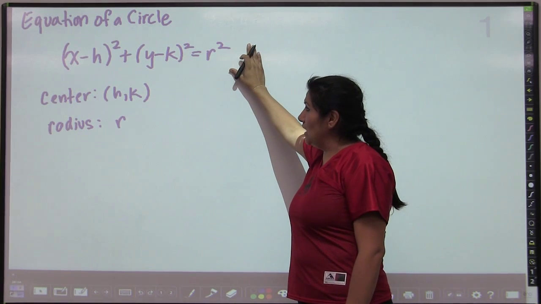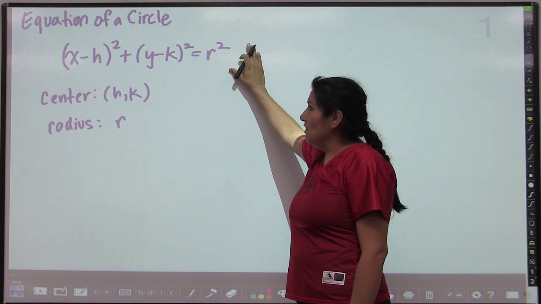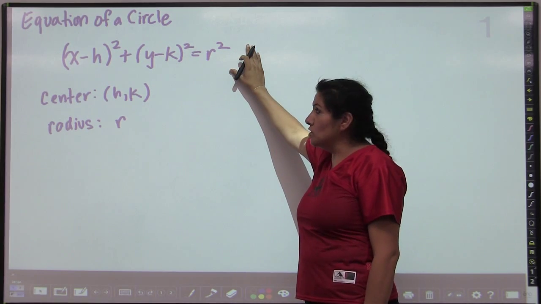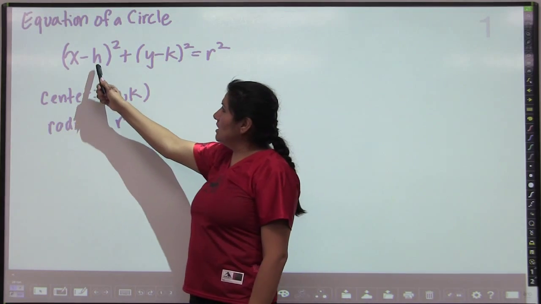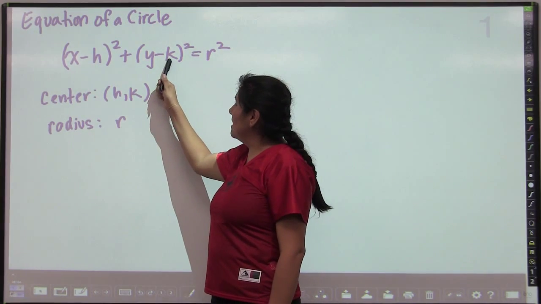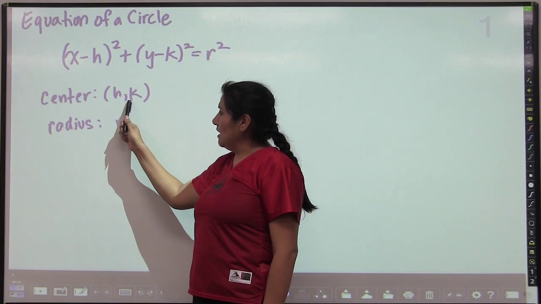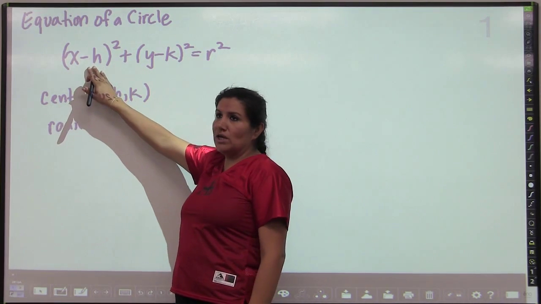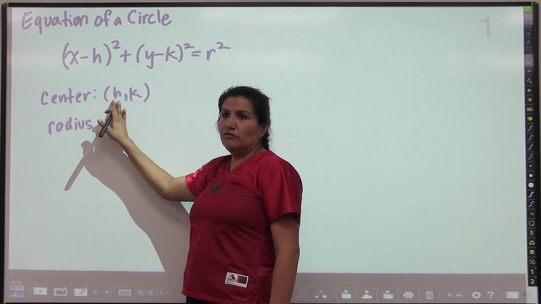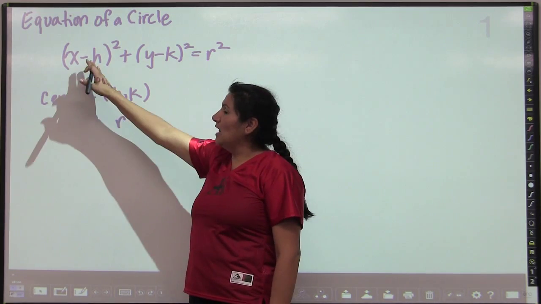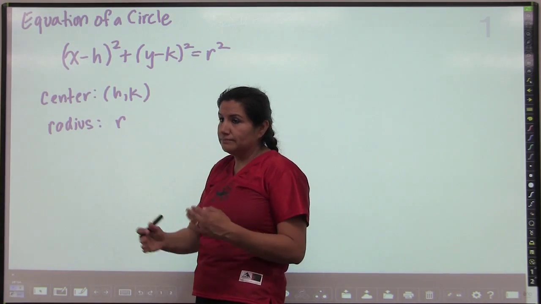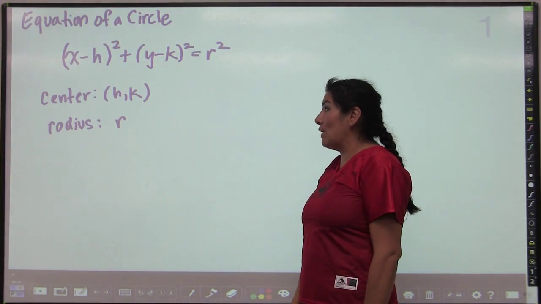And in this equation, you'll notice a couple of variables. The h and the k are always your center. You should also notice that the h in here is negative and the k is negative, but it's not negative in the center, like when you write the center. So it's always the opposite. If you have a -3, you're going to have a +3 for your center. If you have a +4, you're going to have a -4 for your center. It's always the opposite.